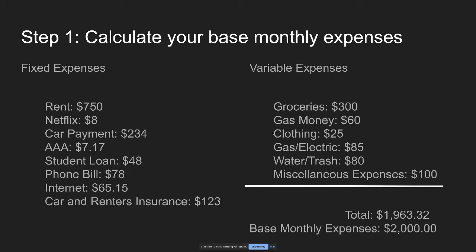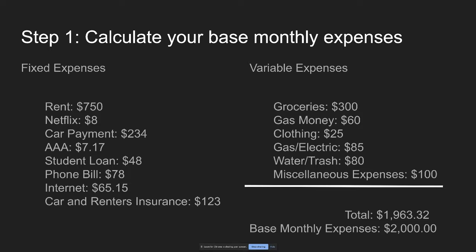Then you have your variable expenses. So things like groceries, gas money, clothing, and if you pay for gas and electric or water and trash, depending on your living situation. And then also always put a miscellaneous expenses column. This can be categorized as, you know, oh, I had to buy my kid's textbook, and that's not something I would normally spend on, so I'm not going to put it in a specific category, but these expenses do come up from time to time, right? So we put them in miscellaneous expenses.